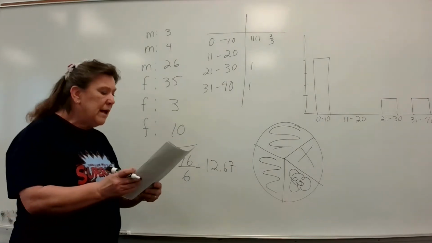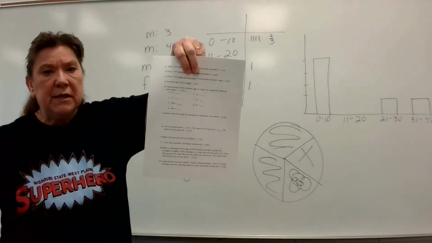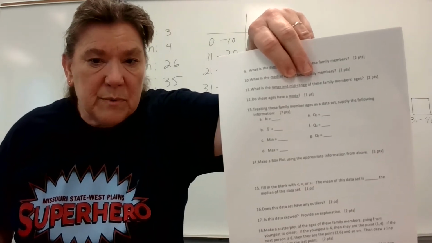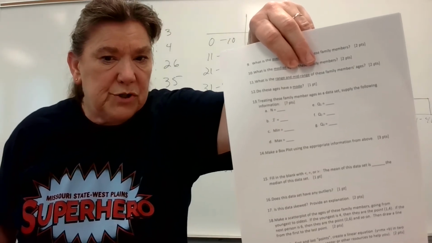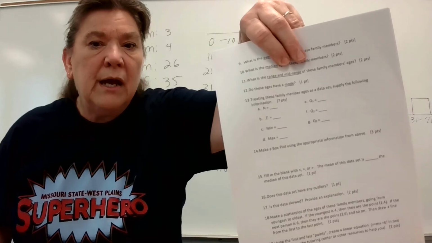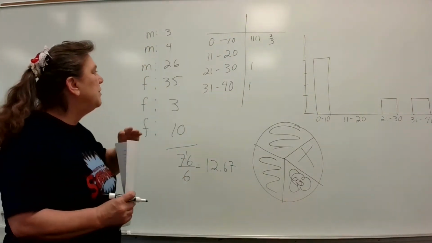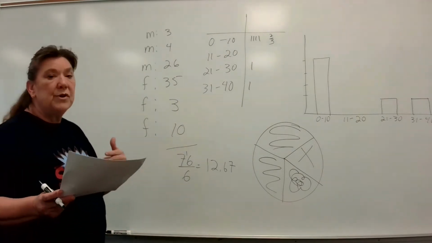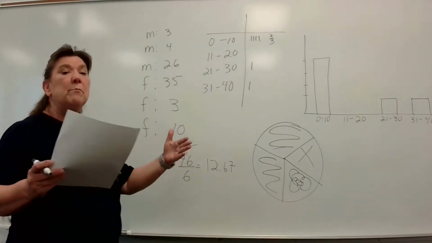And then we have a page right there in the middle where you can see n equals, an x with a line above it, a Q1, a Q2, a min and a max, and a Q3. Those values you will put in from your data. And you will learn how to do this. You're going to use that data to build yourself a box plot.